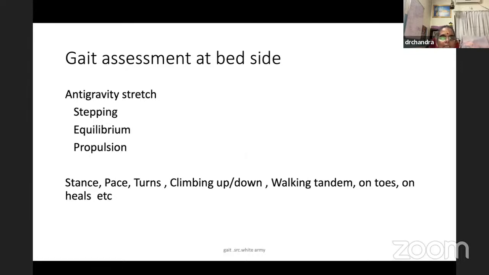Then anti-gravity stretch. So with the anti-gravity stretch, stepping, equilibrium, propulsion, all these can be tested. There is a gait ignition failure or magnetic gait when there is an anti-gravity stretch failure. Stepping is defective in long latency flexor reflex afferent abnormality, so the patient will be dragging. Equilibrium is defective: swaying or reeling. Propulsion is defective: it is slow. So stance, space, turns, climbing up, climbing down, walking tandem, walking on heel, walking on toe, all should be tested.